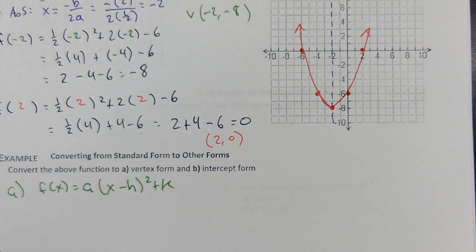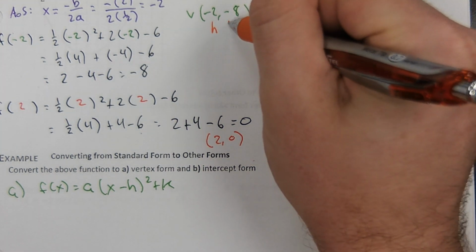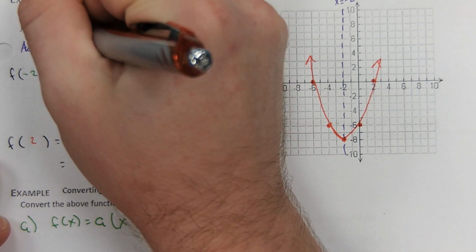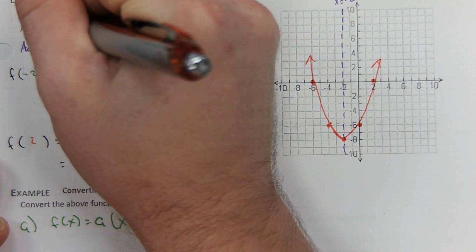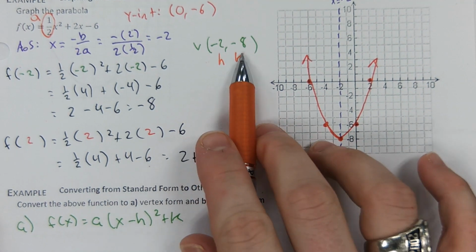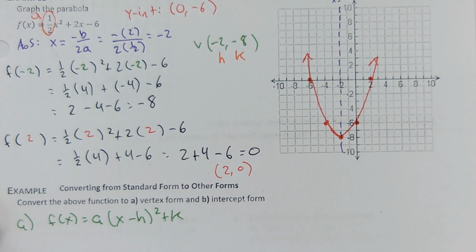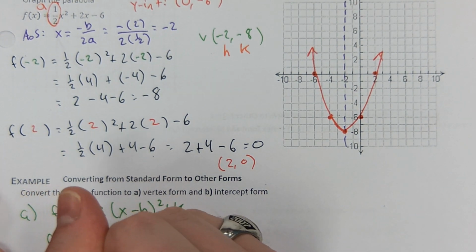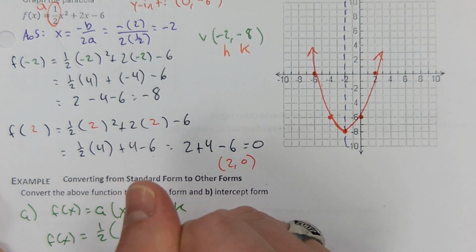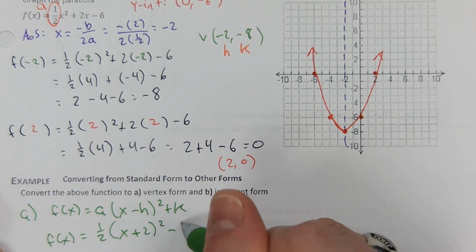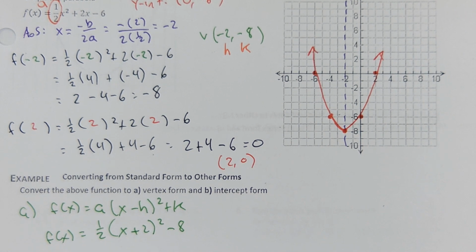H and k were right here, and a is 1/2. So you take this a of 1/2, this h of -2, this k of -8, and drop them in there, and you're finished. Vertex form: positive 1/2, x minus -2, quantity squared, minus 8, finito. That is vertex form.